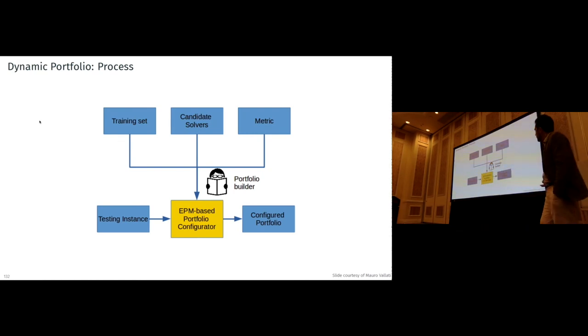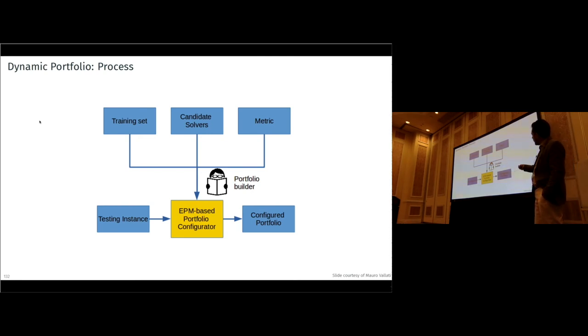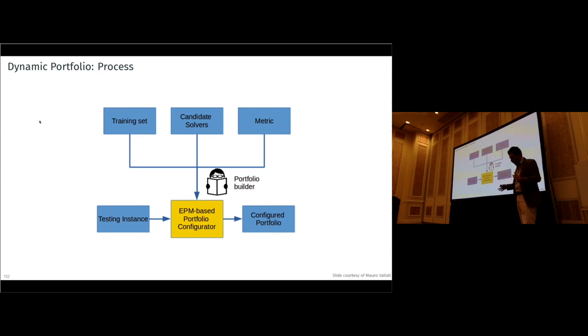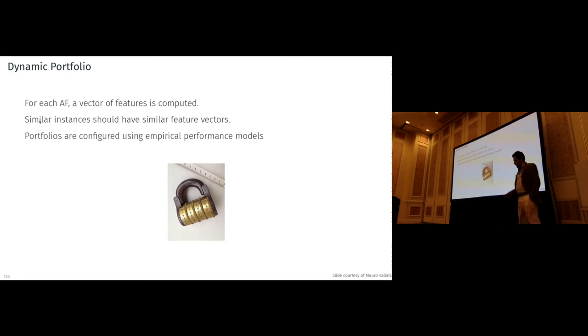What about the dynamic portfolios? The first part is the same: training set, candidate solvers, and metric. But now, instead of having a single portfolio, the portfolio depends on the testing instance. So we take an argumentation framework, we extract features, and on the basis of the features of this argumentation framework, we decide how to modulate the portfolio dynamically, and this is based on performance-measure-based portfolio configurations. The idea is that for each argumentation framework, we have a vector of features that is computed. Similar instances should have similar vectors, and we use empirical performance models to configure the different portfolios.